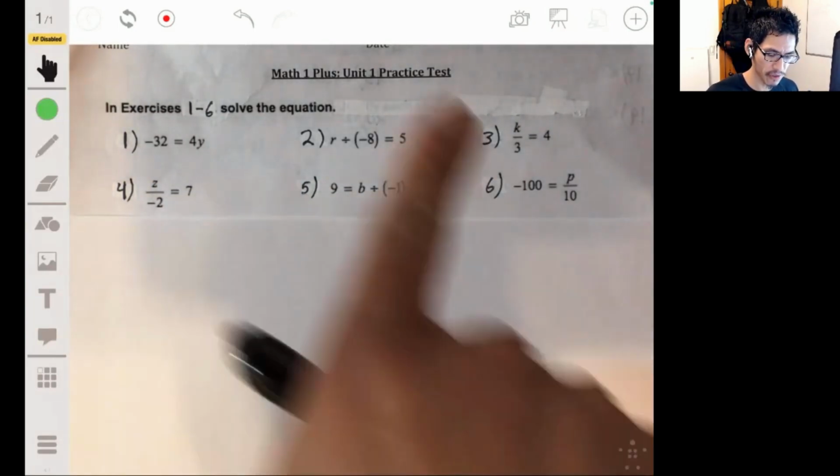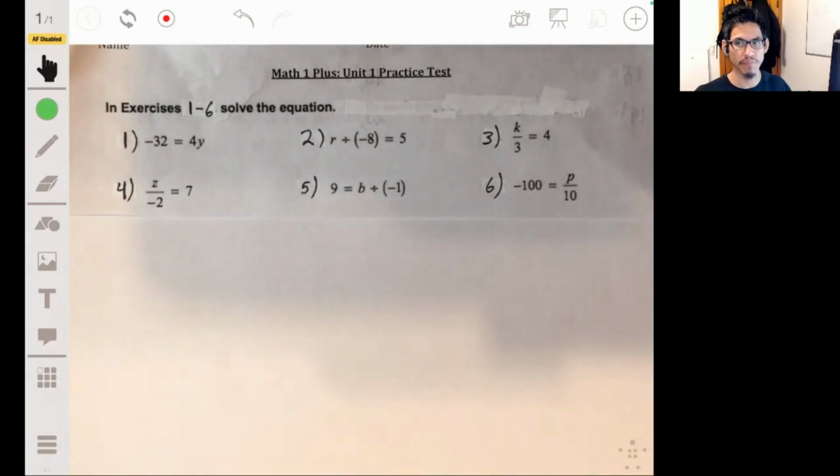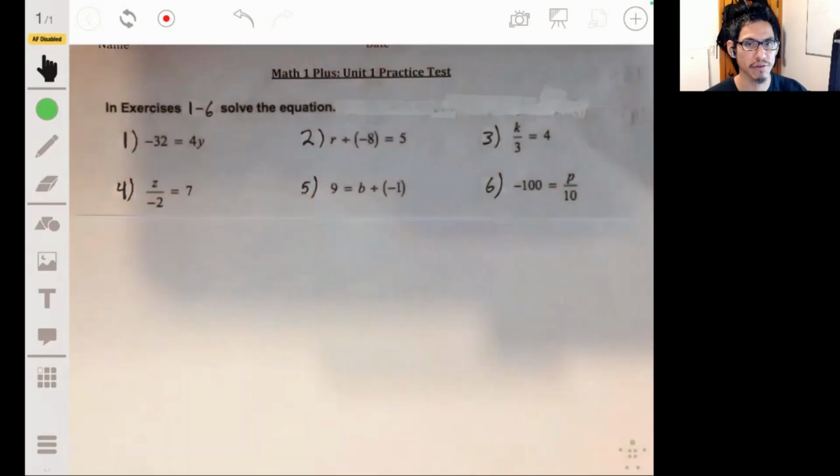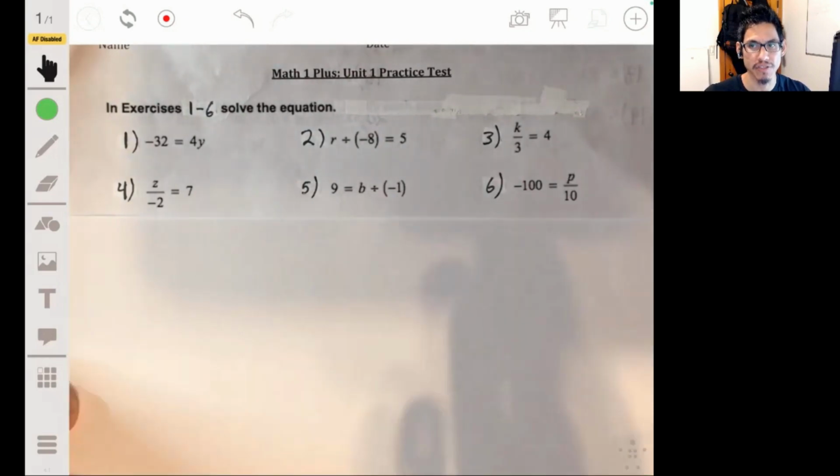All right, so I'm going to be going over all the problems in this practice test, mainly covering linear equations and then absolute value equations and then literal equations. So I'm going to start off with very simple equations and then move on to more complicated ones. So feel free to just hop around to whatever you need help on.